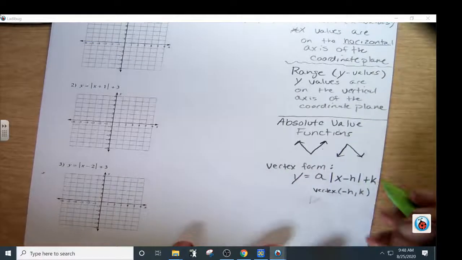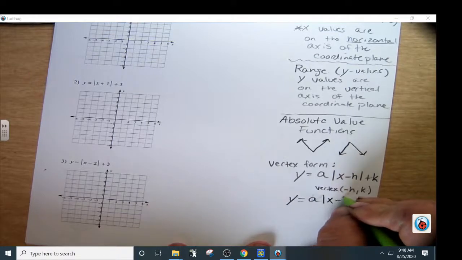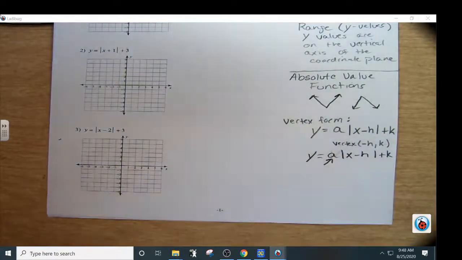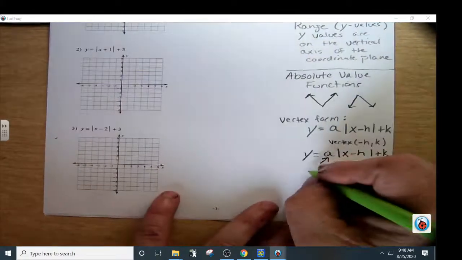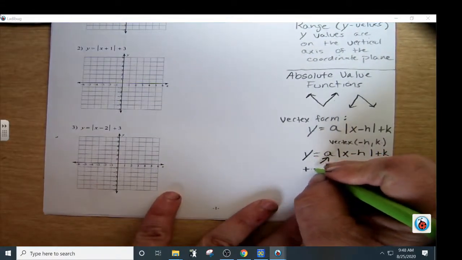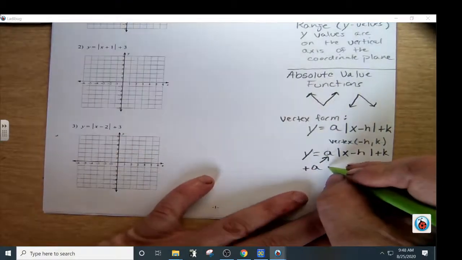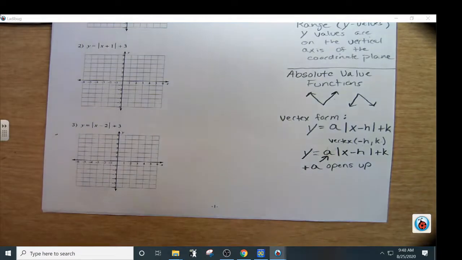Now let's talk about each part of this. The A tells us a few things about the function. Just by looking at it, it can tell us a couple things. If A is a positive number, that tells us that the absolute value function opens up. So if it's a positive A value, it opens up.